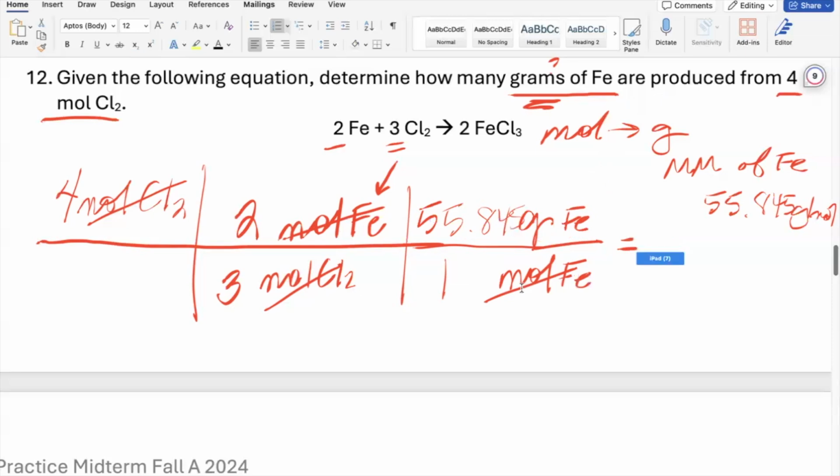4 times 2 times 55.845 divided by 3, I get 148.9 grams of iron. Questions?